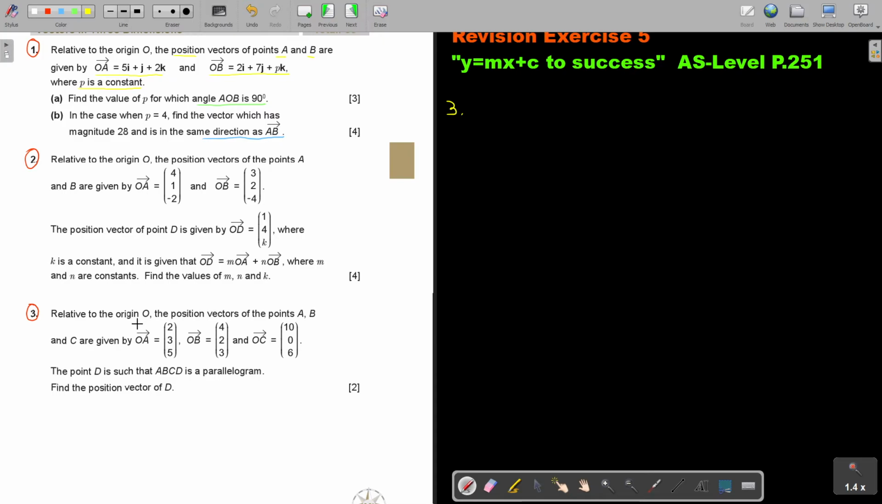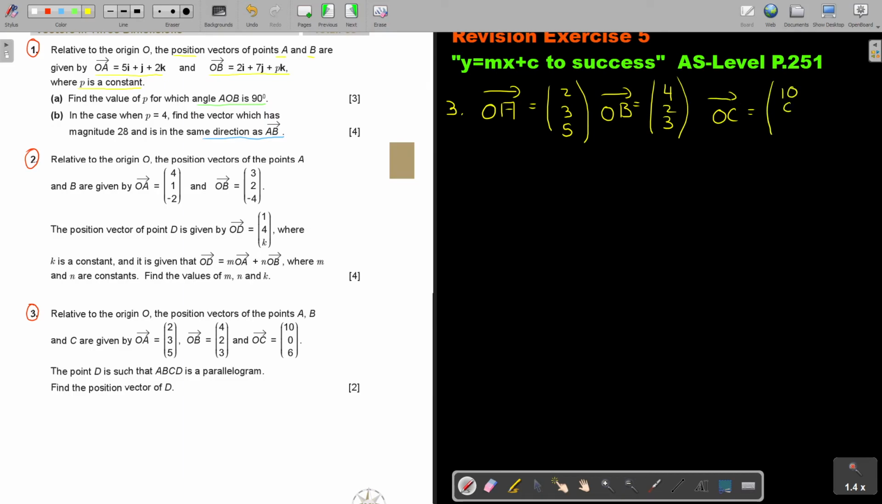Relative to the origin O, the position vectors of A, B, and C, there they gave it to you. Okay, I always like first writing it down. So OA is 2, 3, and 5. OB is 4, 2, and 3. And OC equals 10, 0, 6. Okay. The point D is such that ABCD is a parallelogram.